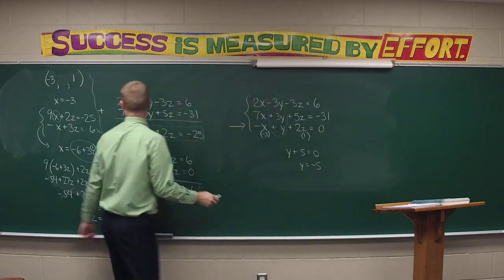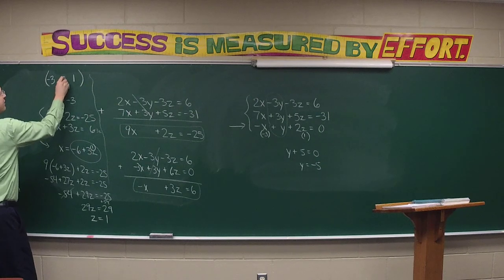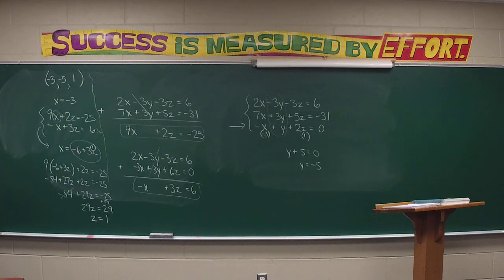Negative 5. You knew it had to be a negative. And there we go. Negative 5 is our y value, and we've solved our system.